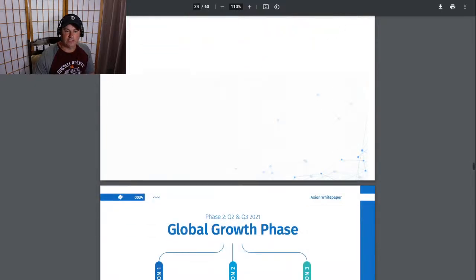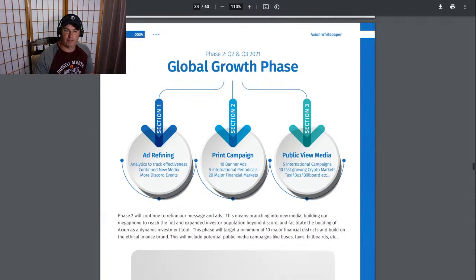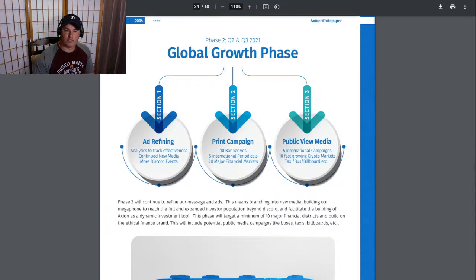And we've got phase 2. So they're in phases, and quarter 2 and 3. So phase 1 is quarter 1 and 2, and phase 2 is quarter 2 and 3. And so we're still in phase 1, quarter 1 of phase 1. So we're still ramping up there. And this white paper came out nice and early.